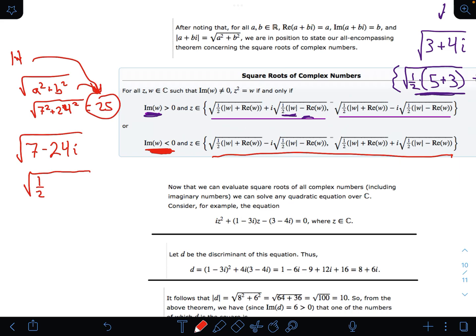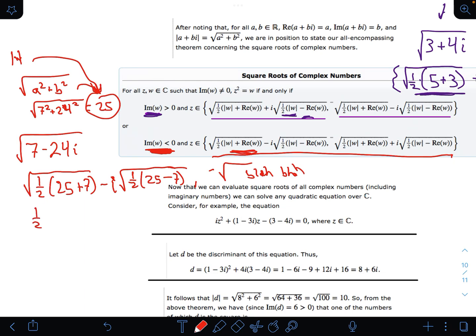Now I've got 1/2 of 25 plus the real number part. The real number part was 7. And then I've got minus i times the square root of, again with the 1/2 of the absolute value, now it's 25 minus 7. Good. And then the negative part, you get the idea of this. It's going to be the same thing again, right? Yeah, of course. So I go to simplify.